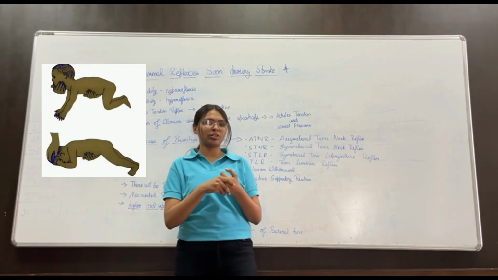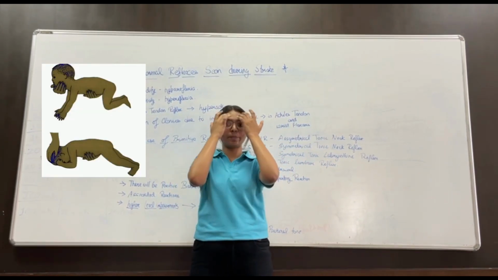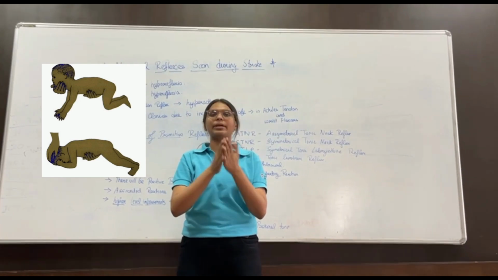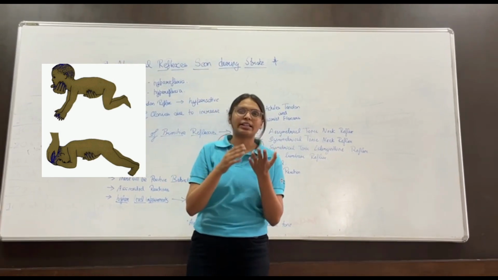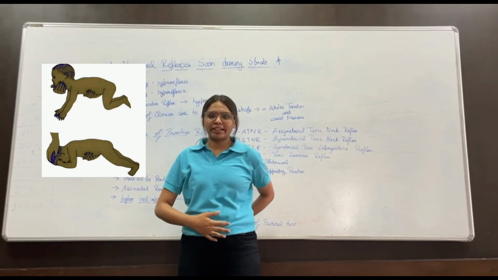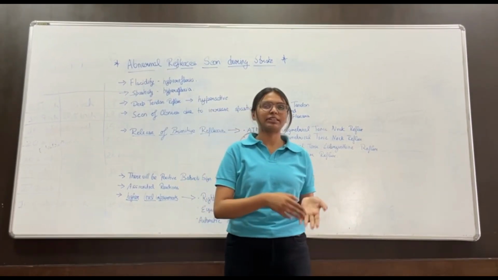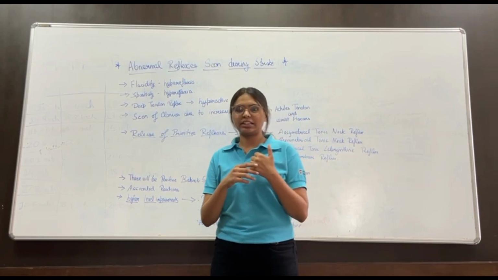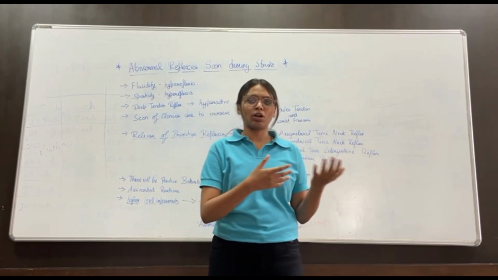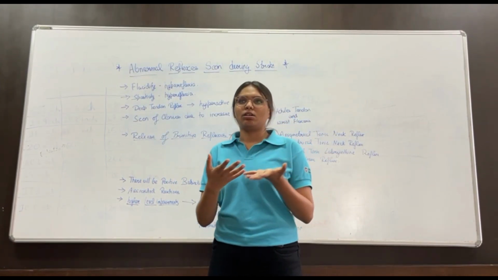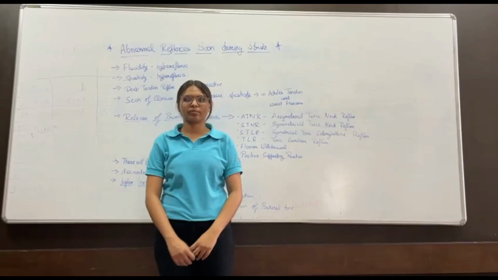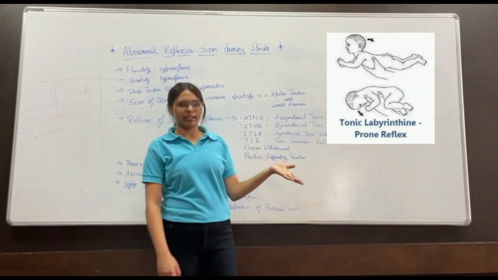There is another one, the symmetrical tonic neck reflex. In the symmetrical tonic neck reflex, if there is flexion of the head, there will be flexion of the upper extremities and extension of the lower extremities. If there is head extension, there will be extension of the upper extremities and flexion of the lower extremities.